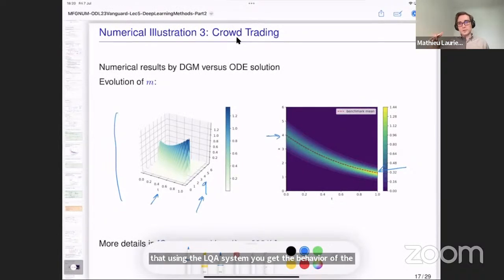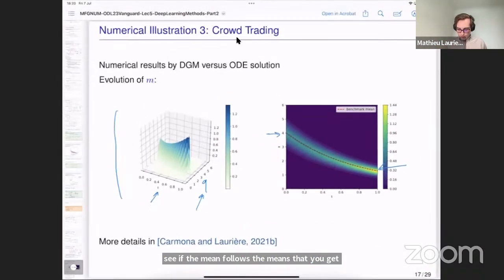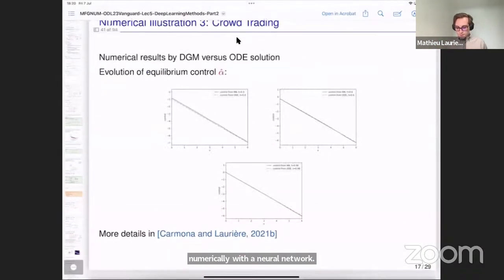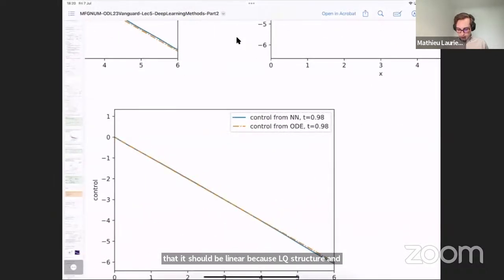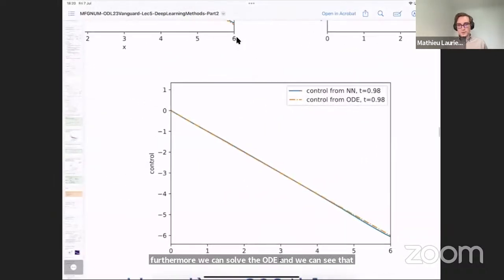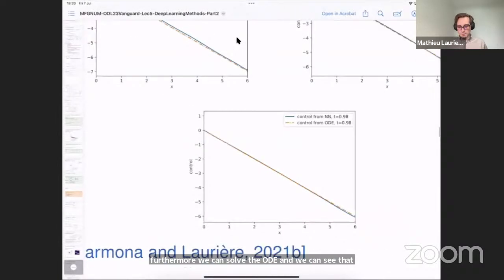But at least you can plot the mean, and you can see if the mean follows the means that you get numerically with a neural network. You can also look at the control. We know that it should be linear because of the LQ structure. And furthermore, we can solve the ODE, and we can see that the control is learned pretty accurately.